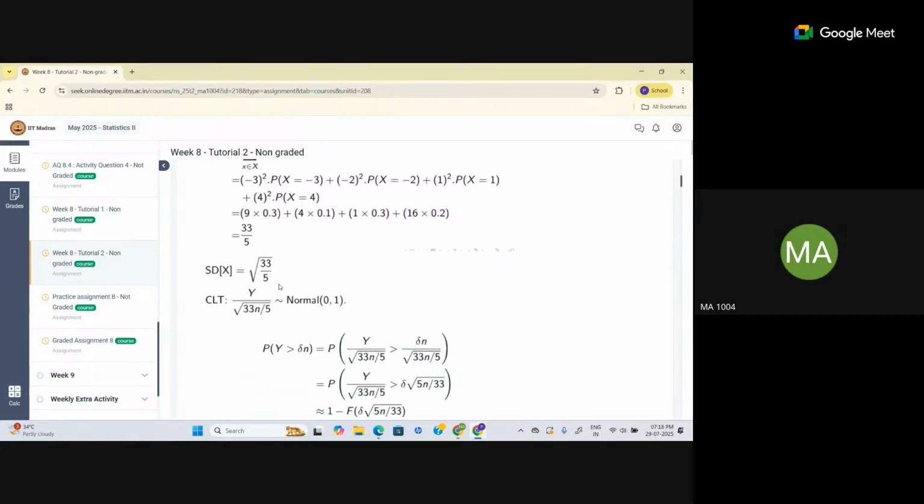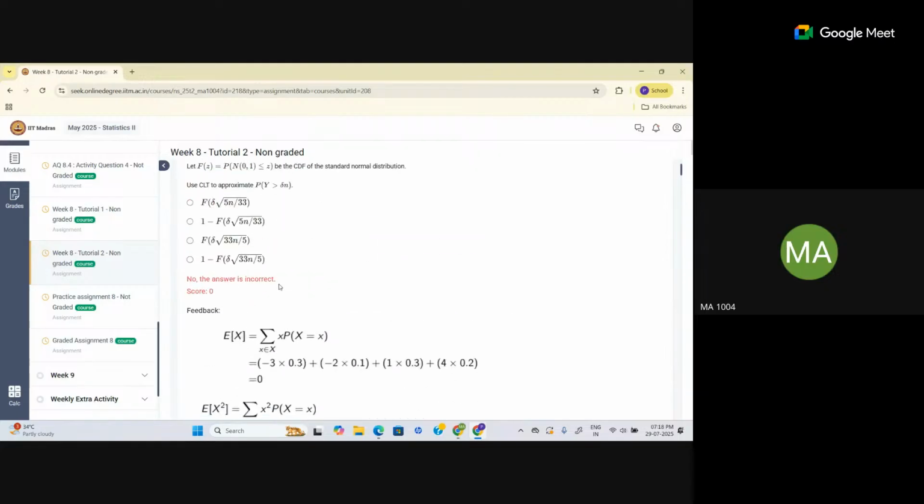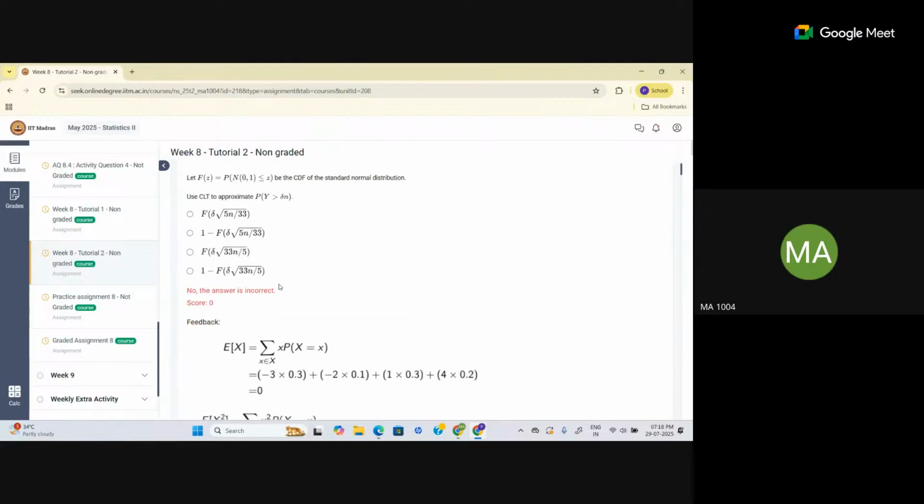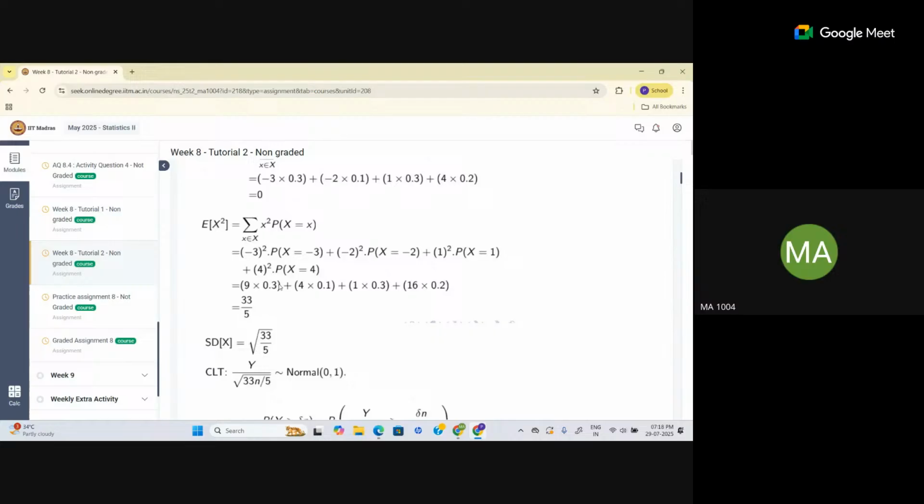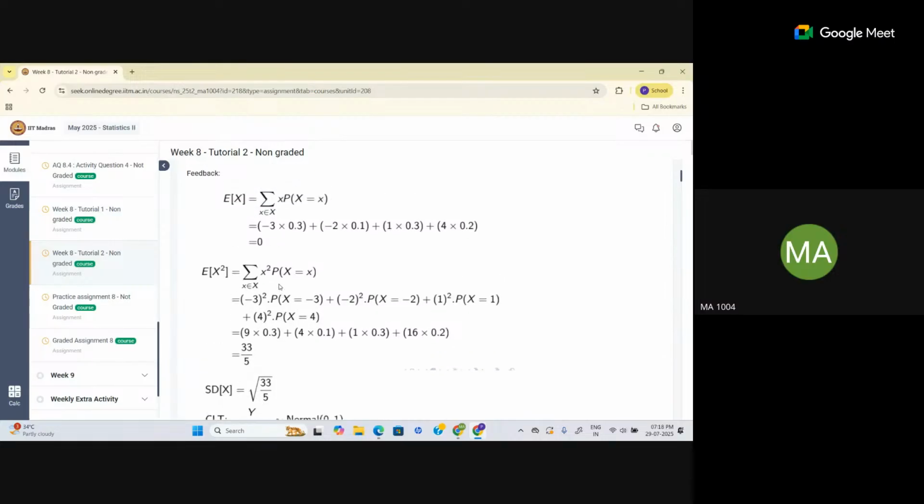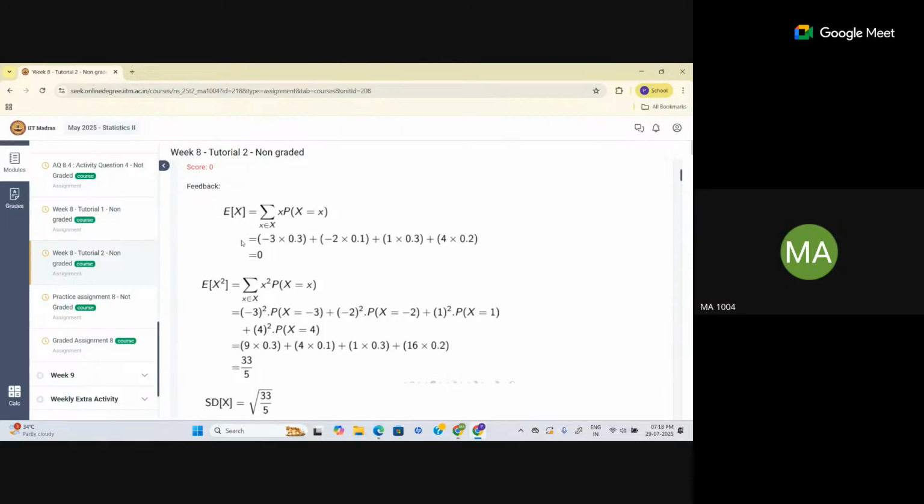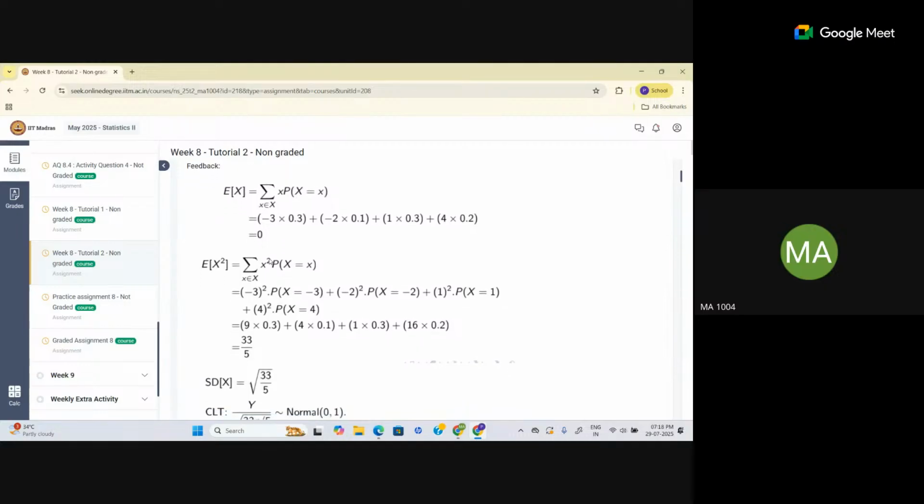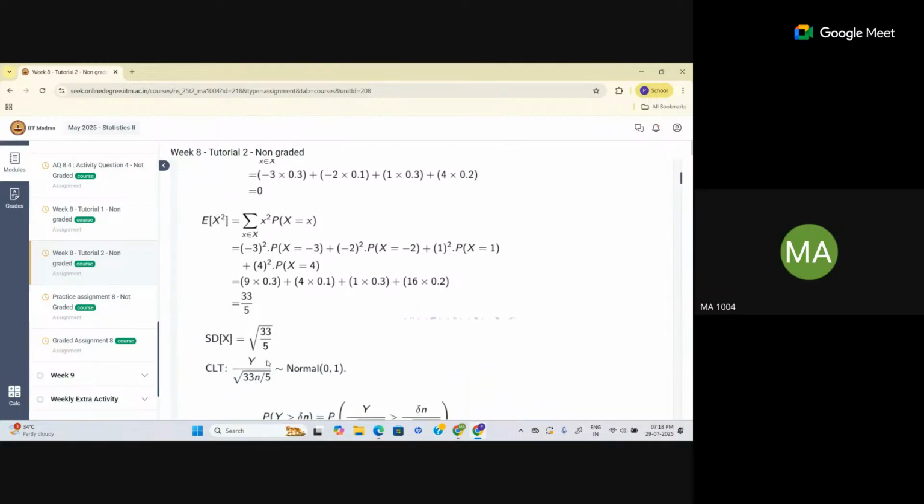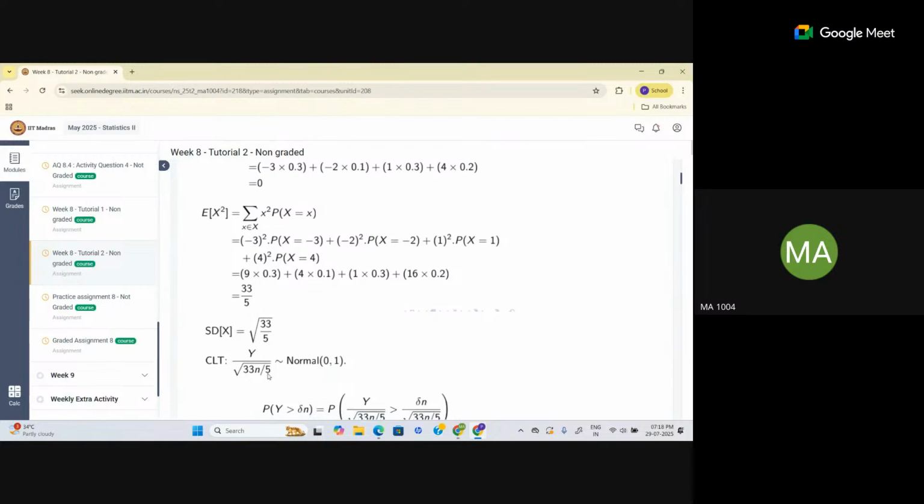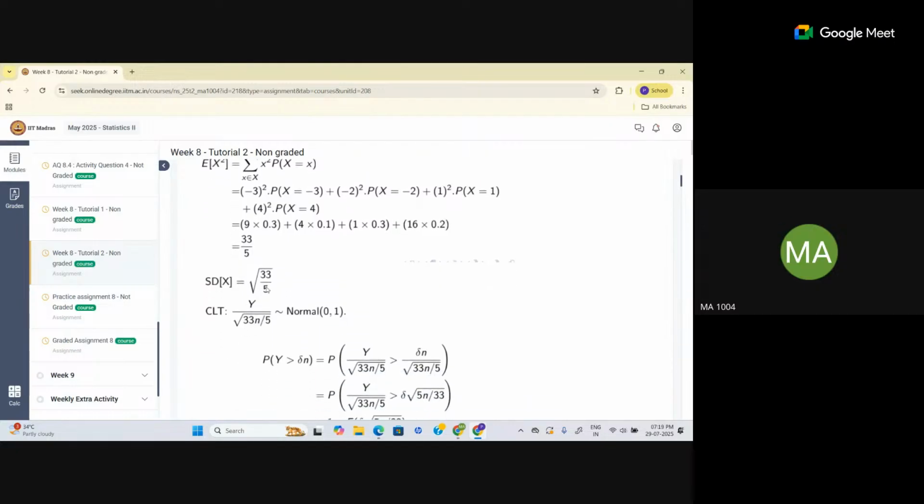Now we know that Y is the summation of those variables. If you remember the formula, it will be (Y minus n mu) divided by root n sigma. The mean is 0, so the expectation of X is 0. If you add it n times, it will also be 0. So this is Y minus 0 divided by root n sigma, where sigma is the standard deviation. Now you can see that this will follow the standard normal distribution.